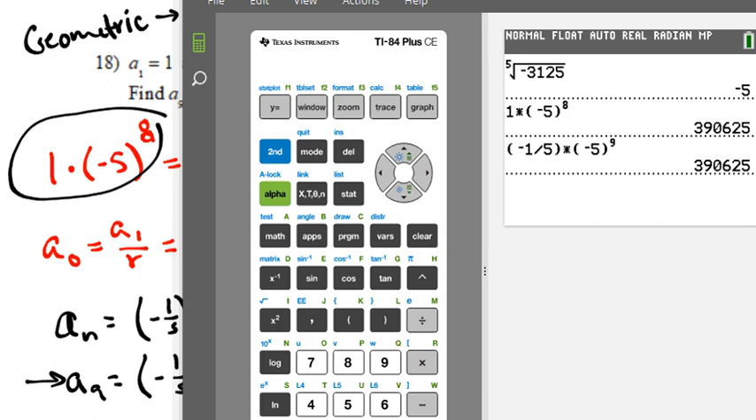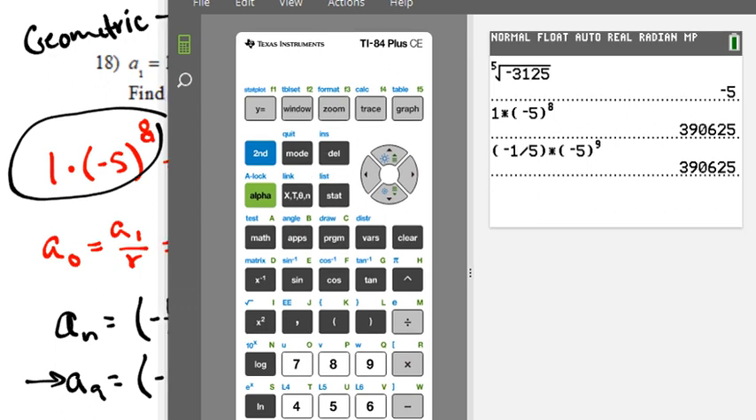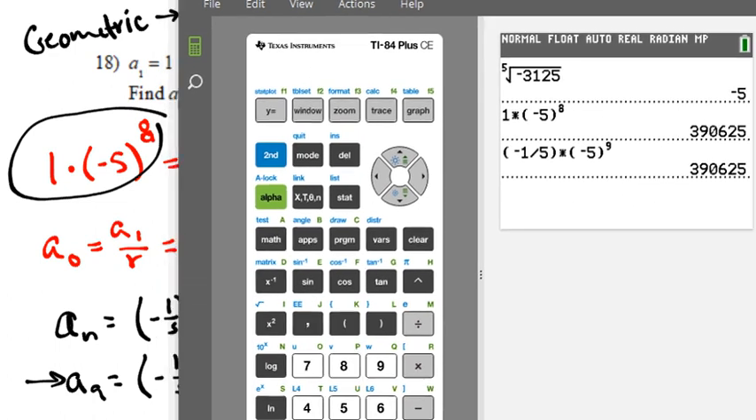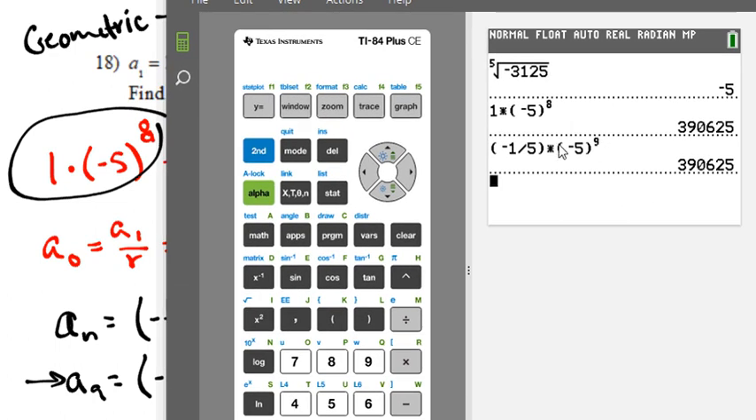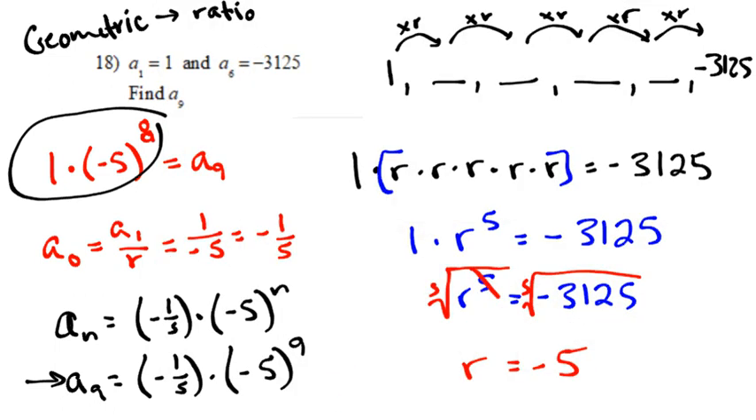And we will have a whole section where we talk about properties of exponents and how to simplify these things. But for now, just know that these two expressions are equivalent. You can do either one. You can write the explicit formula, or you can use this intuition, which is a different form of the explicit formula, to find term 9, 390,620.